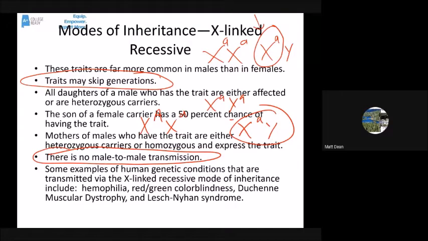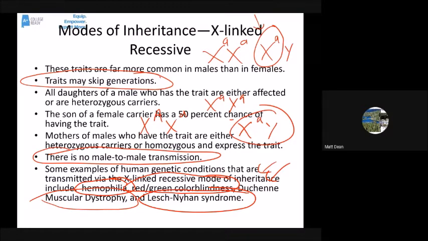There's several human genetic conditions that are transmitted via the X-linked recessive mode. These include hemophilia, which is a blood clotting disorder, the most common type of color blindness, red-green color blindness, the most common type of muscular dystrophy, Duchenne muscular dystrophy, which affects muscles and they degenerate, and also Lesch-Nyhan syndrome. All of these traits, though, are way, way more common in males than they are in females.